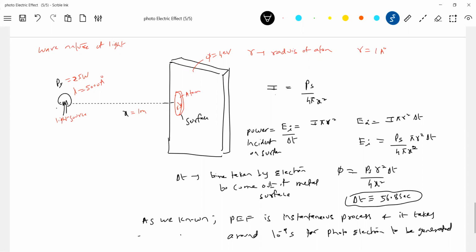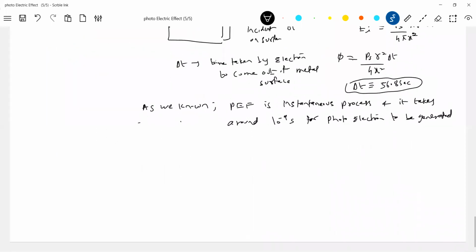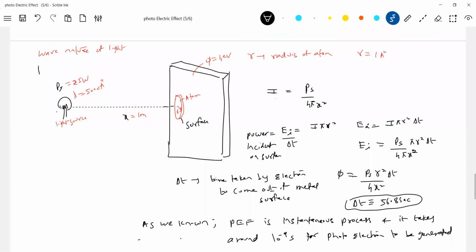Next, in the same experiment, I will increase the wavelength here. As I keep on increasing the wavelength, at a particular wavelength I don't see any photoelectric effect. The next thing is what they found experimentally. So I'm going to the next situation. This is the first part we did.